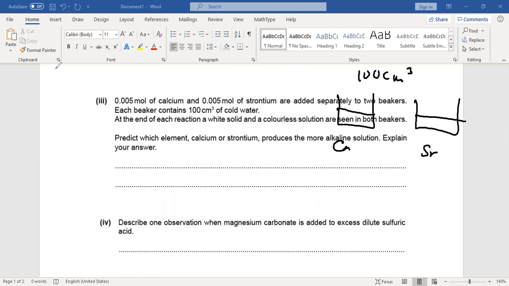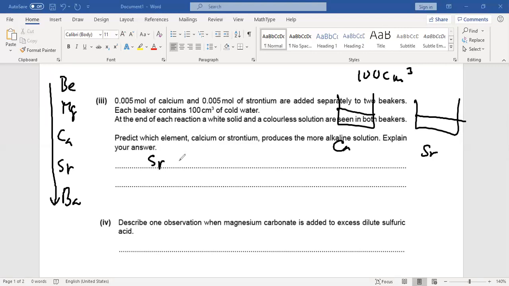So please be reminded that if you see the periodic table, remember, down the group, the reactivity of metal towards water increases. It means that strontium is more reactive, or reacts more readily with water to give strontium hydroxide. So that's why the answer is actually strontium.